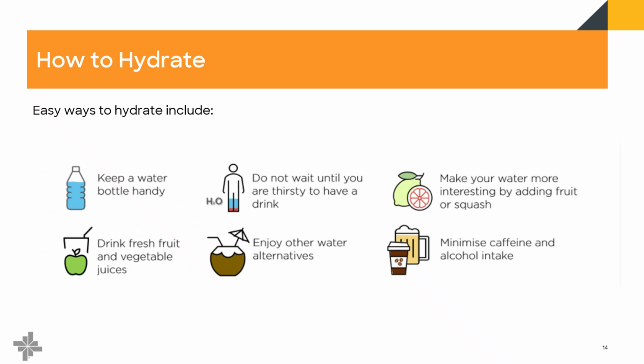Sharing some tips on hydration. Keeping a water bottle handy. I keep mine by my desk every single day. Fresh fruits and vegetables are going to have some hydration in them. So think about our hydrating fruits. Water, cantaloupe, melon are going to be some great options for us there. Making our water interesting by adding some fruits to it, and then trying to minimize our caffeine and alcohol intake.